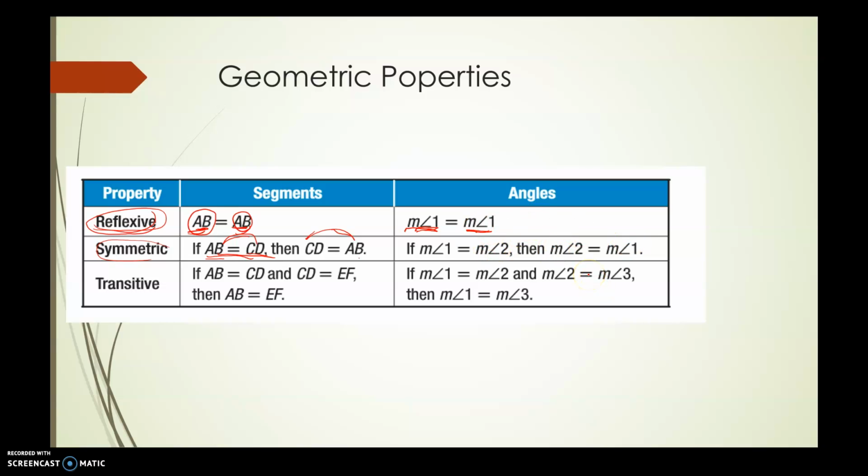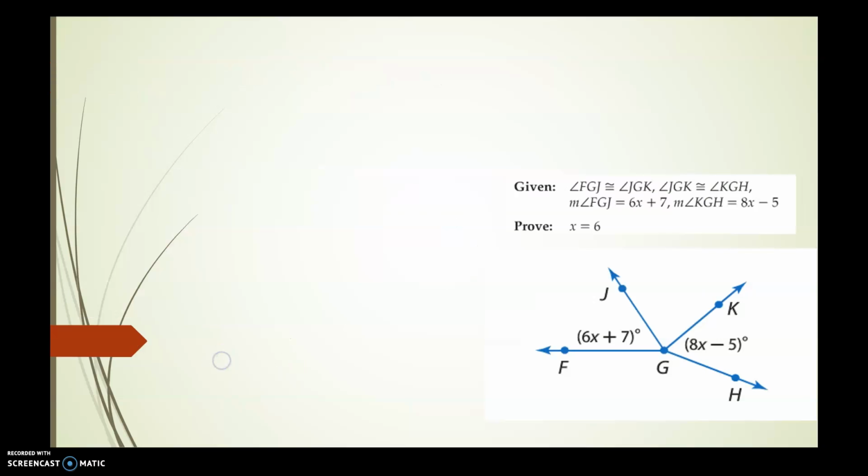I can interchange them. And then transitive property, remember, was that when three things are equal, so if segment AB equals CD, and CD equals EF, so I have these three segments, AB, CD, EF. If AB is equal to CD, and CD to EF, then AB is equal to EF. And the same thing happens with angles. If angle 1 is equal to angle 2 and angle 2 to angle 3, then angle 1 is also equal to angle 3. Same properties we saw with variables and numbers.